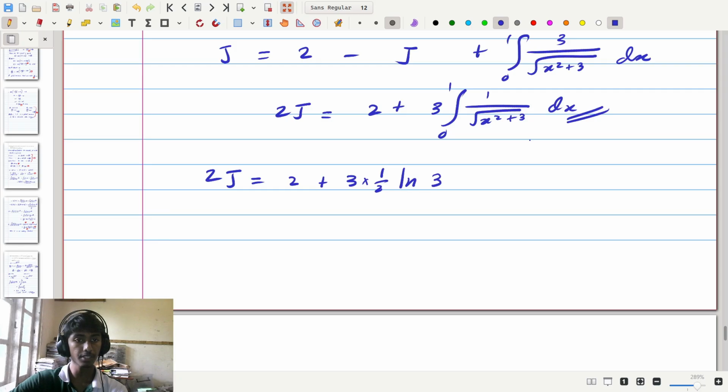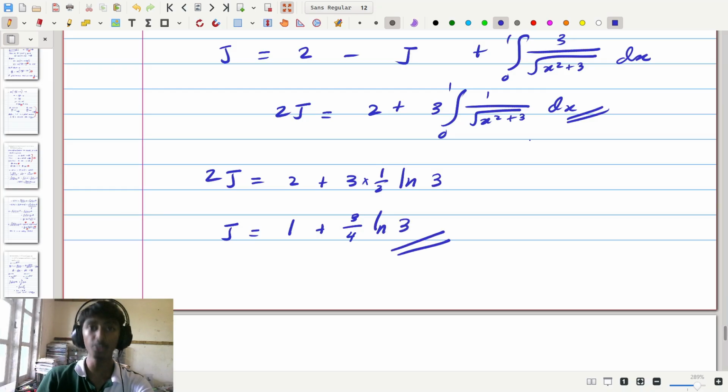Now with that, we can see if we divide everything by 2, j is equal to 2 over 2, which is 1, plus, and here we have 3 over 2 divided by 2, which is going to be 3 over 4, times the natural logarithm of 3. And with that, we have completed this question.